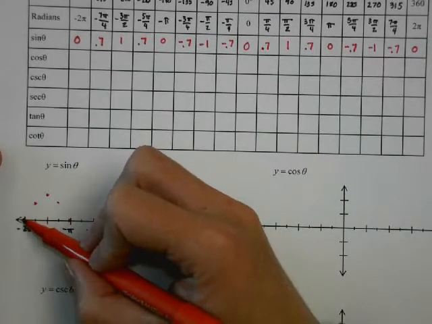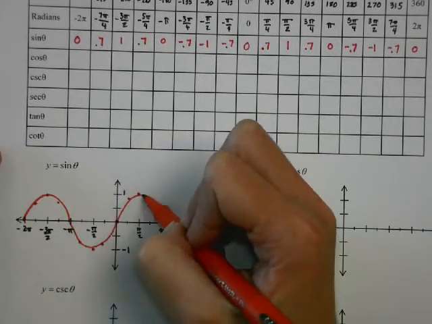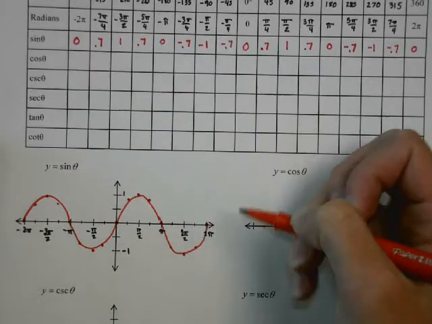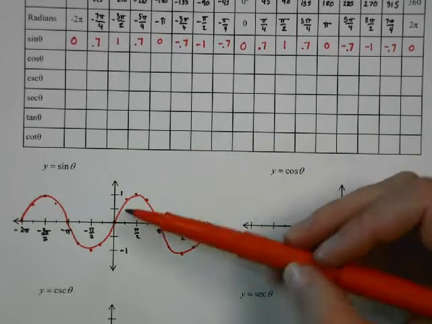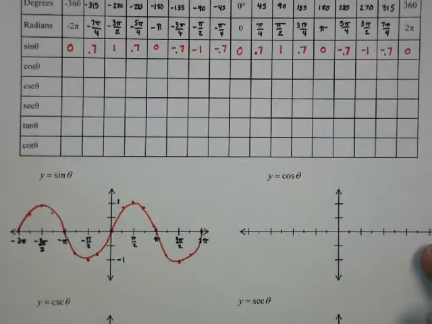So when we connect these dots, we get this graph. Now it would keep going like this on forever. It's called a cyclic graph. It's going to keep repeating over and over again.